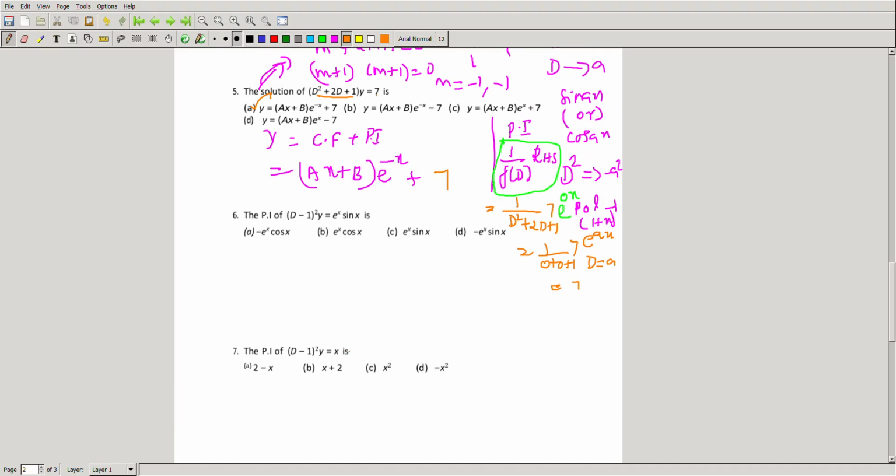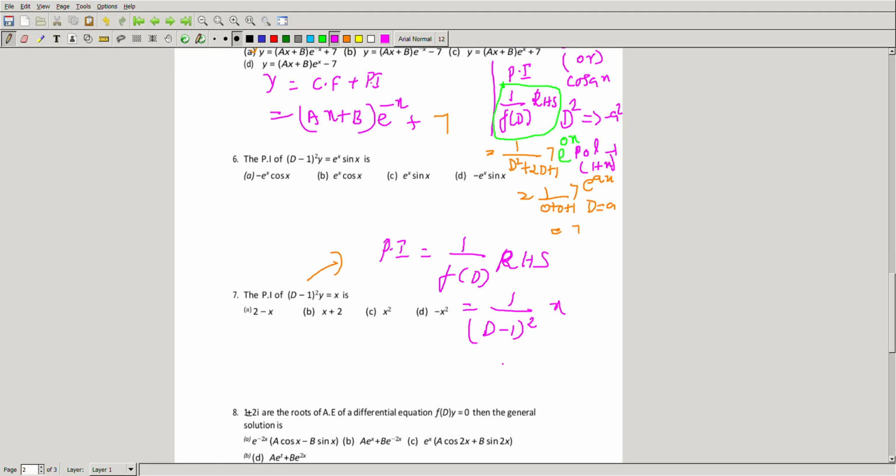And we'll do this one. For this problem, they are asking only PI. So how to find PI? PI is equal to 1 by function of D into RHS. So 1 by function of D is 1 by (D minus 1) the whole square, and the RHS is x.